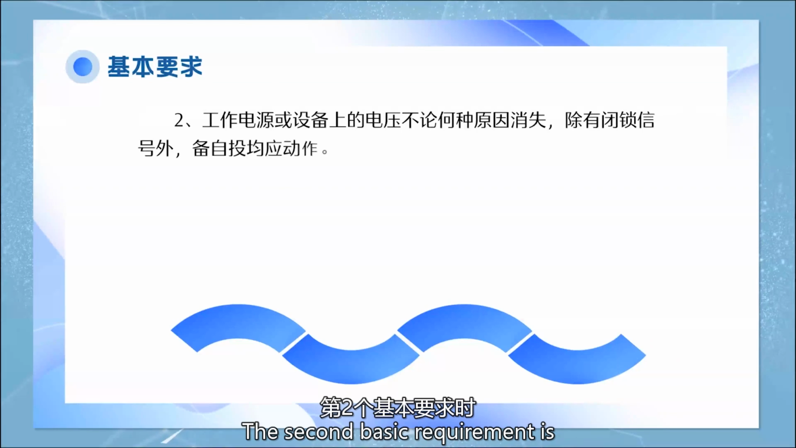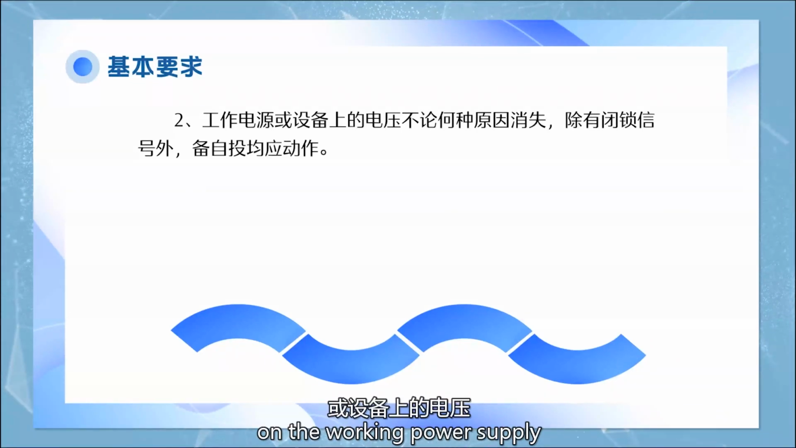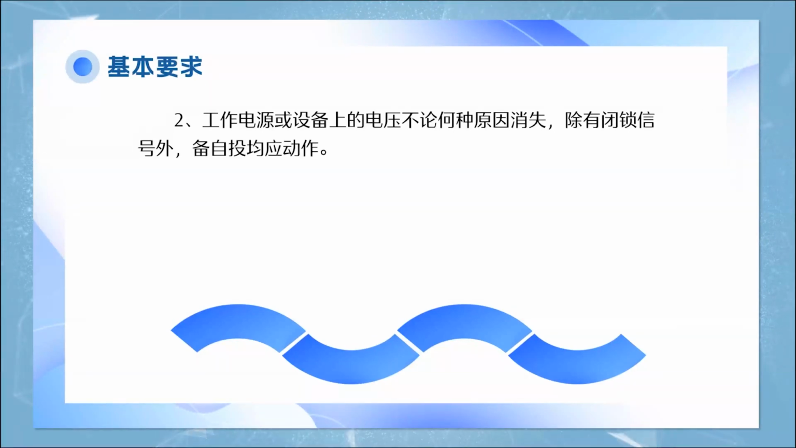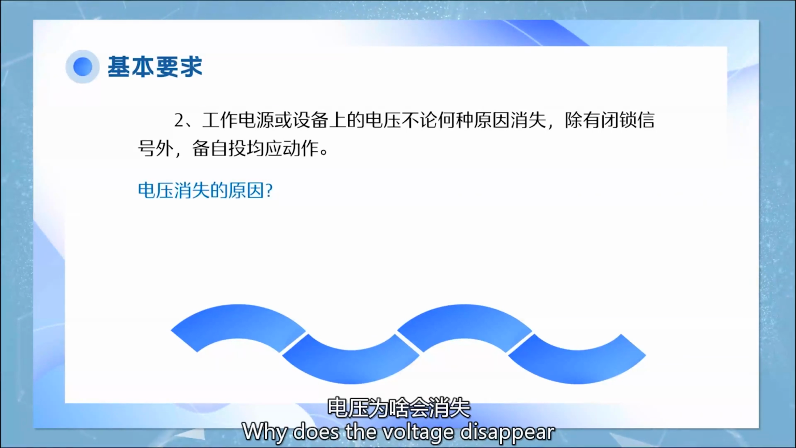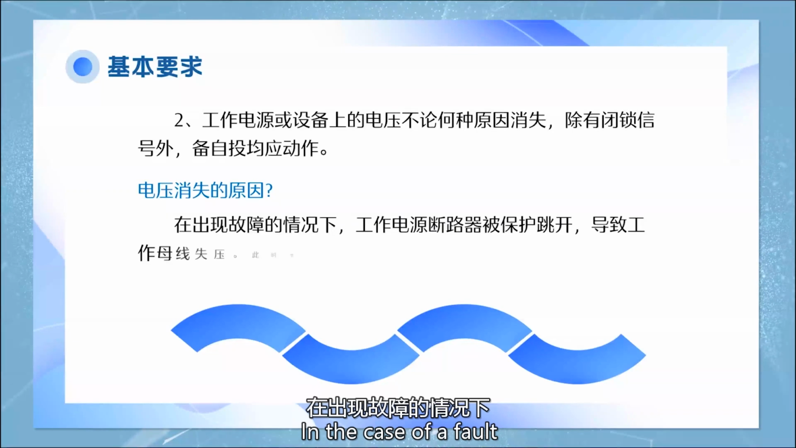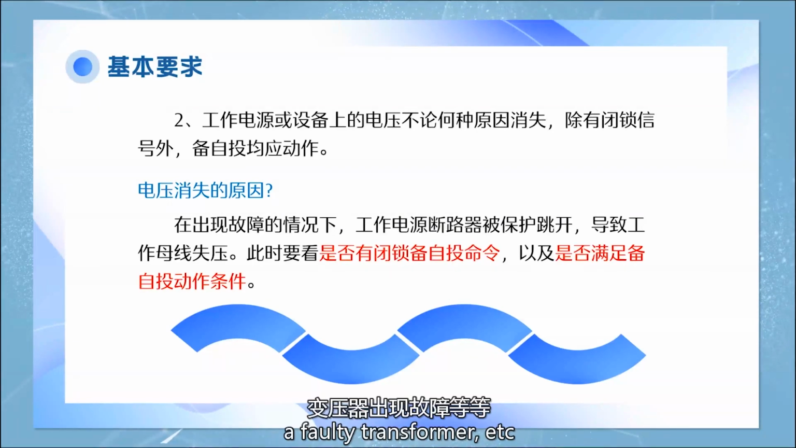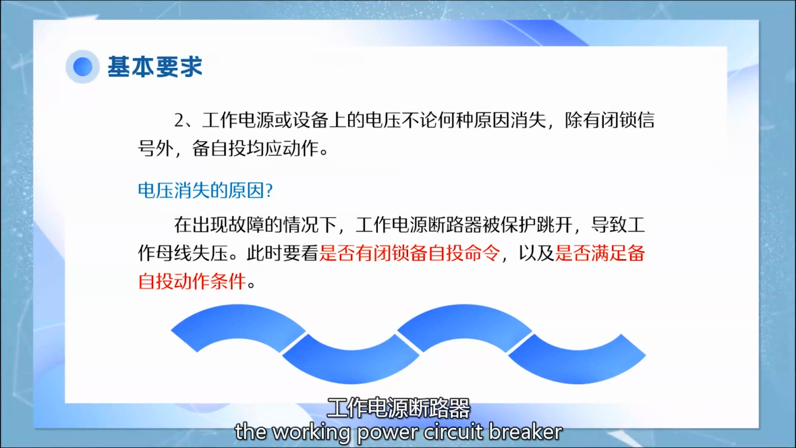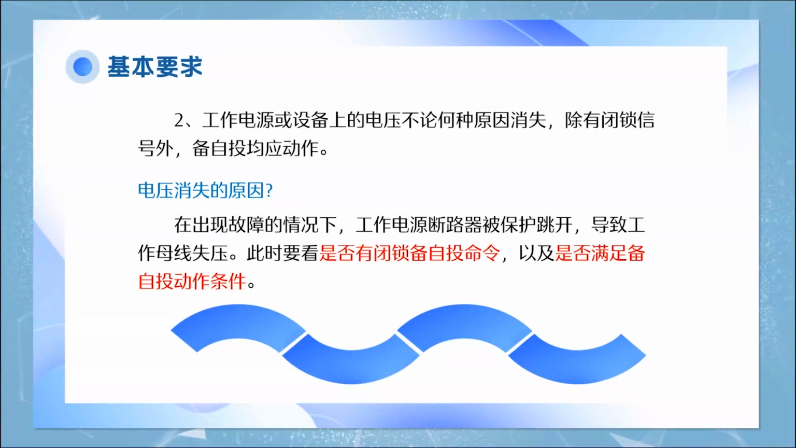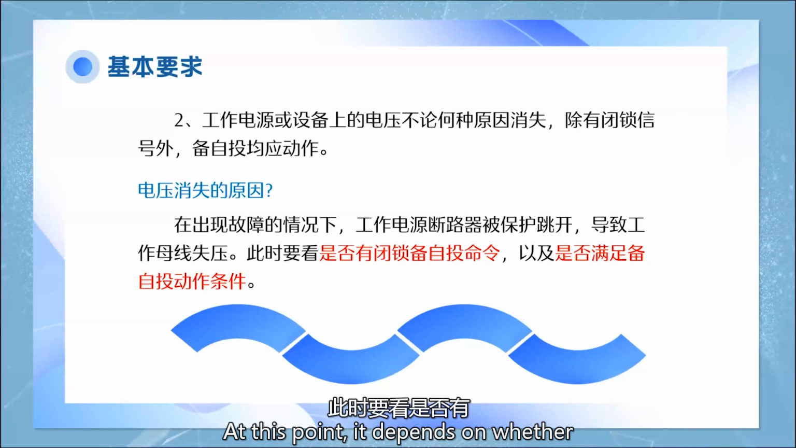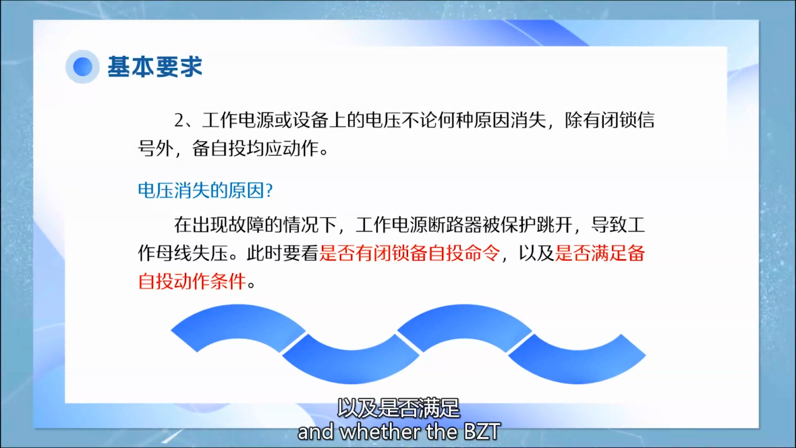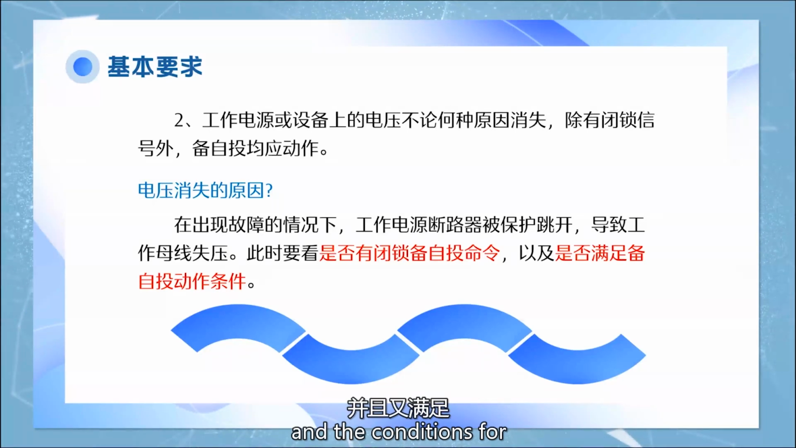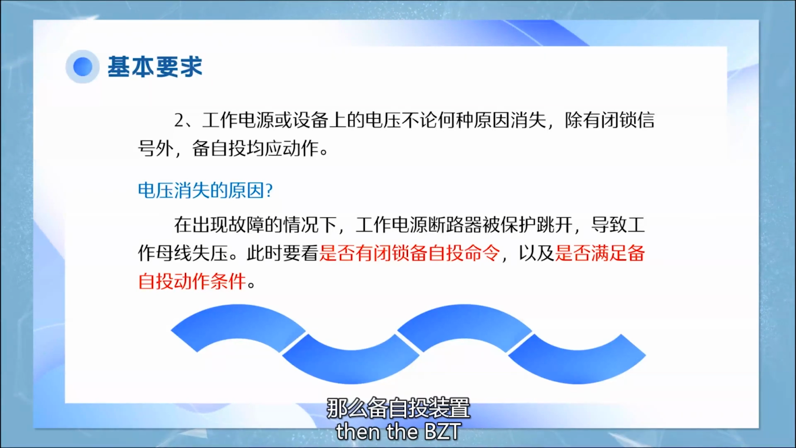The second basic requirement is that when the voltage on the working power supply or equipment disappears, regardless of the reason, the BZT should operate, except when there is a blocking signal. Why does the voltage disappear? In the case of a fault, such as a faulty line or a faulty transformer, the protective device will act to disconnect the working power circuit breaker, and the working bus will lose voltage. At this point, it depends on whether there is a blocking BZT command and whether the BZT action conditions are met. If there is no blocking signal and the conditions for BZT action are met, then the BZT should operate.